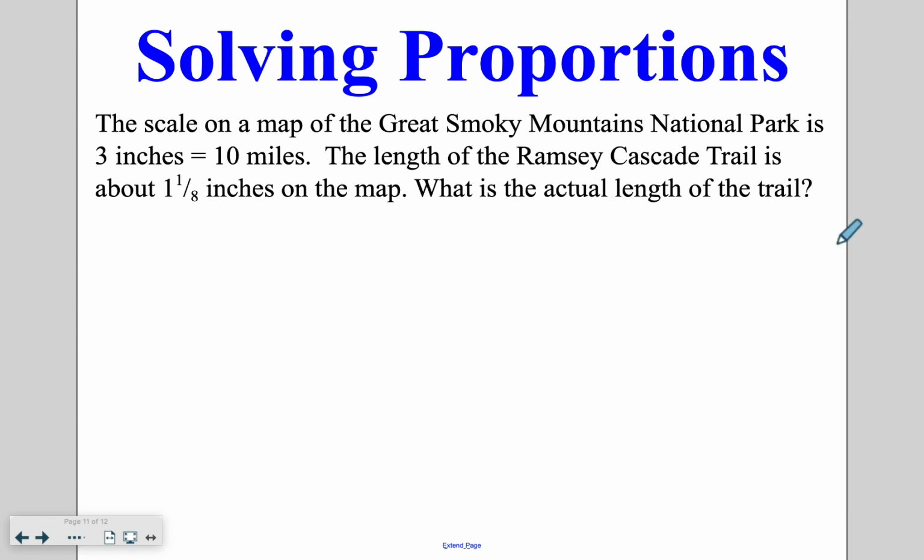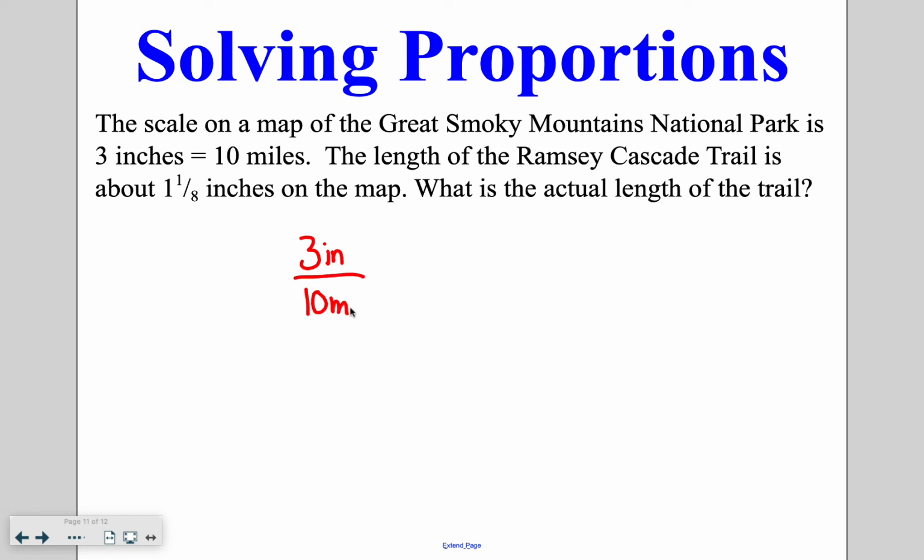Last thing we can do is if we are solving a word problem, we might have to set up the proportions. So it says the scale on a map of the Great Smoky Mountains National Park is 3 inches to 10 miles. That's going to be my first ratio. Those values go together, so I'm going to say 3 inches over 10 miles.